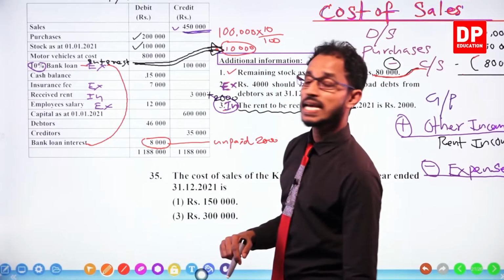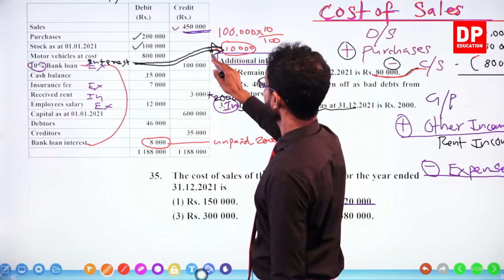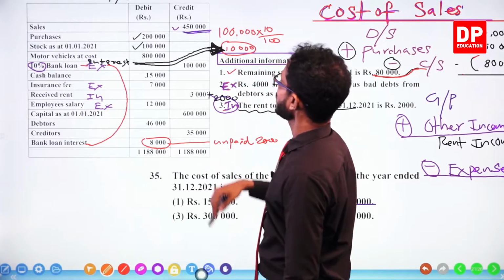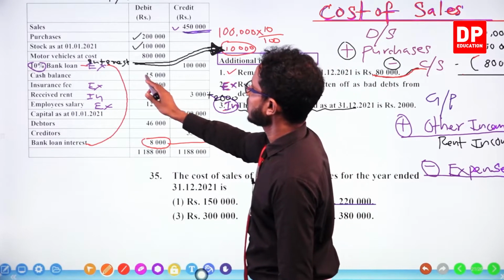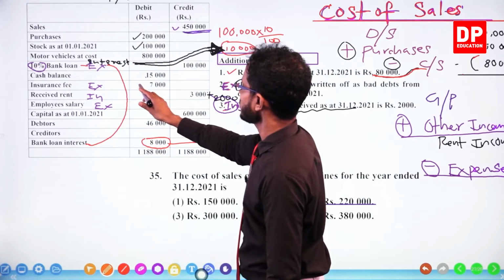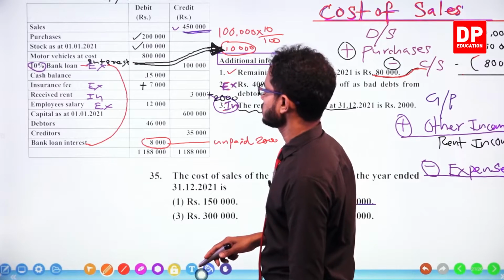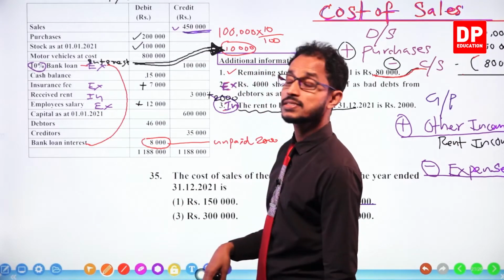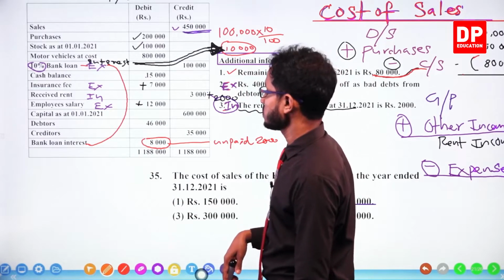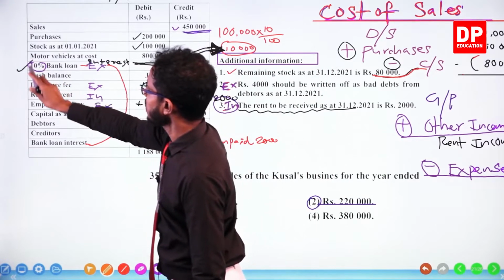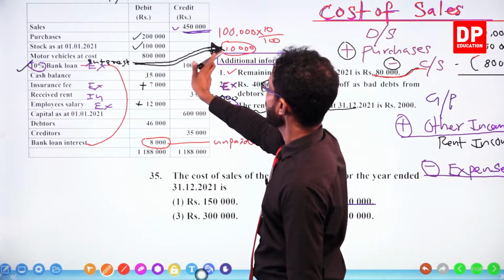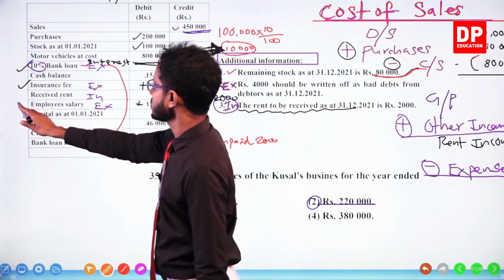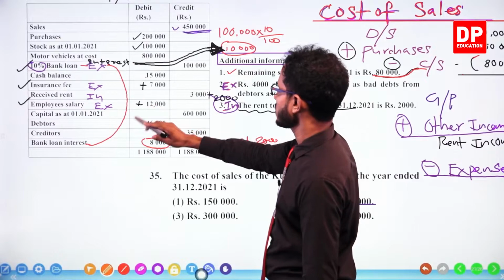Bank loan interest expense is 10,000. We already calculated that. 10,000 plus the next expense, 7,000, is 17,000. Plus the next expense, 12,000, is 29,000. So we took the bank loan interest expense 10,000, plus insurance expense 7,000, plus employee salary 12,000.